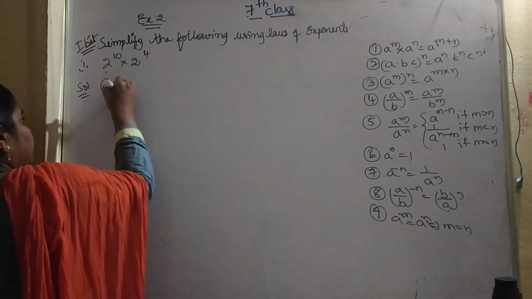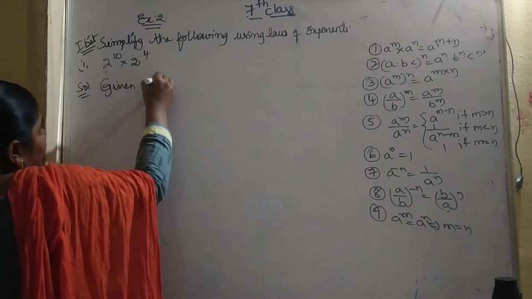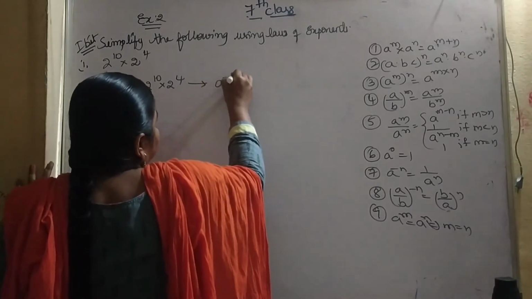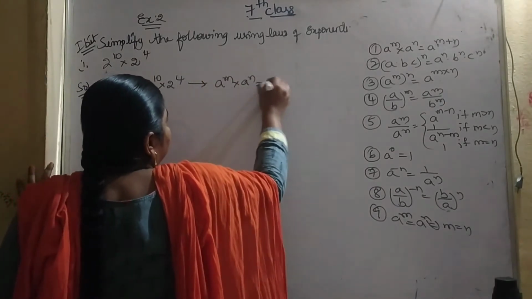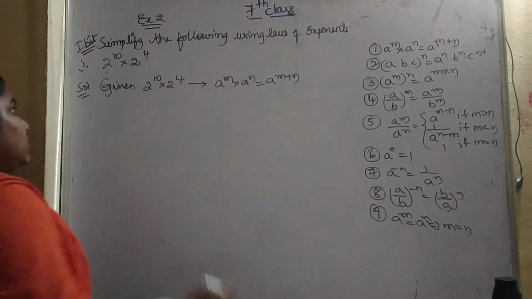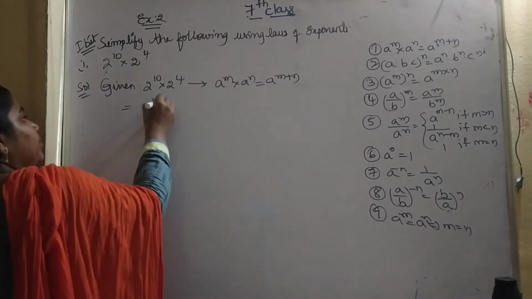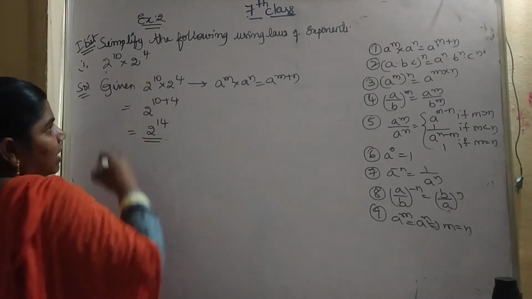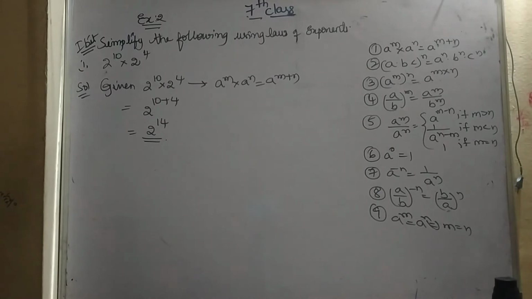Given 2 power 10 into 2 power 4. So this is in the form of the first law, that is a power m into a power n gives rise to a power m plus n. So we have to add the powers here, that is 2 power 10 plus 4, which equals 2 power 14. That is our answer. So this is our first one.